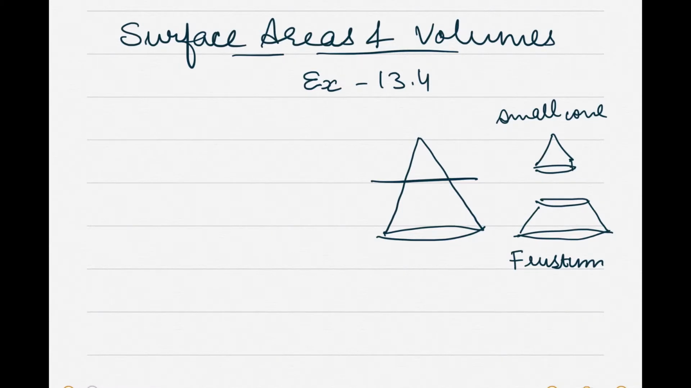Now we just have to see that the radii of top and bottom are different. So this radius may be R1 and this radius may be R2. So there are two different radii, correct? Then there are formulas for volume and surface areas. Let's move to the next exercise now.